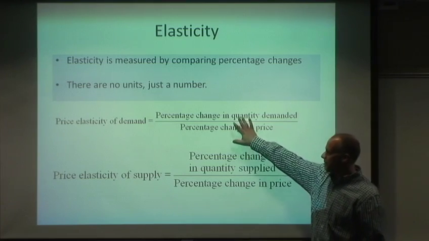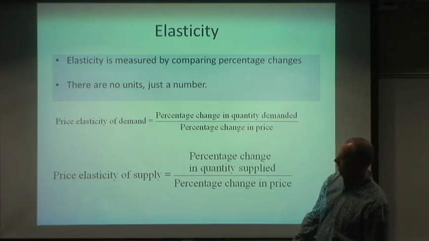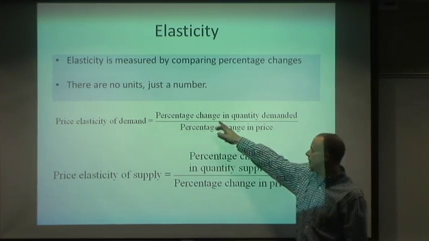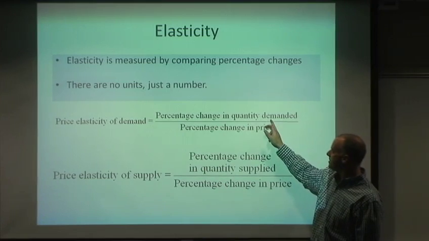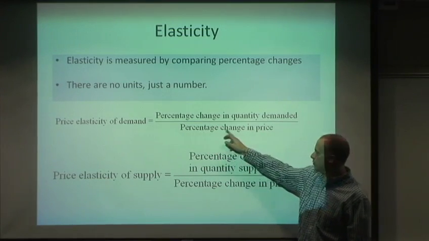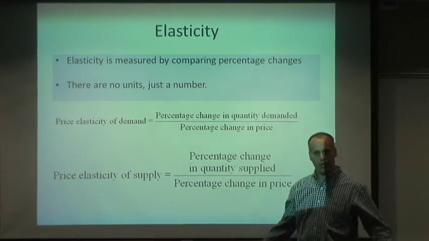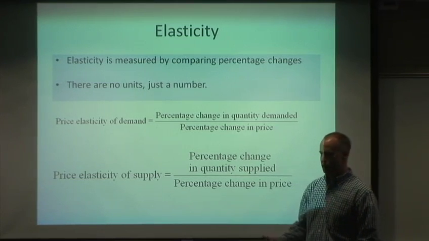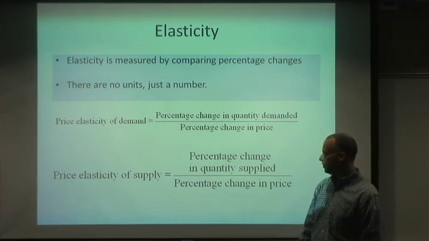The two most common elasticities that we're going to be interested in are the price elasticity of demand. What we're interested in is how much of a percentage change in quantity demanded we get due to a percentage change in price. So if we lower the price of jeans by 10%, how many more people come in to purchase jeans? 20%, 30%, 40%, or so on.